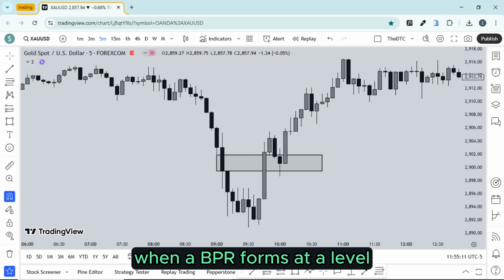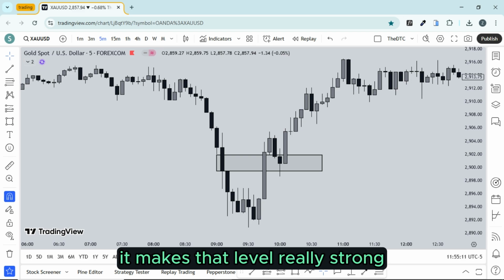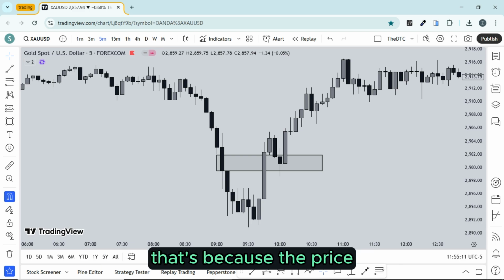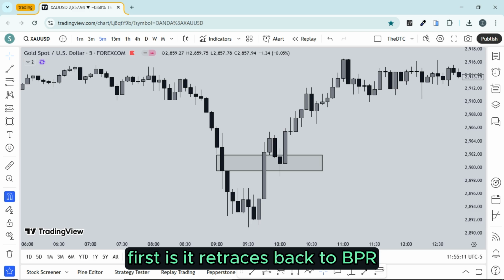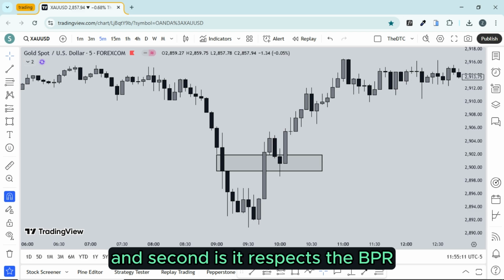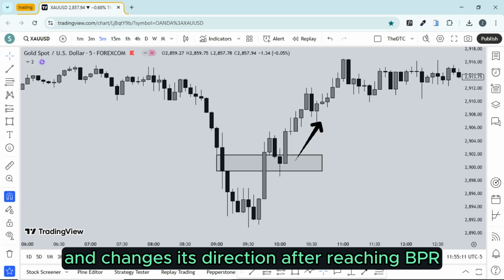When a BPR forms at a level, it makes that level really strong support or resistance for the price. That's because the price now has two inefficiencies at the same level. So the price does two things really quickly. First, it retraces back to the BPR, and second, it respects the BPR and changes its direction after reaching it.